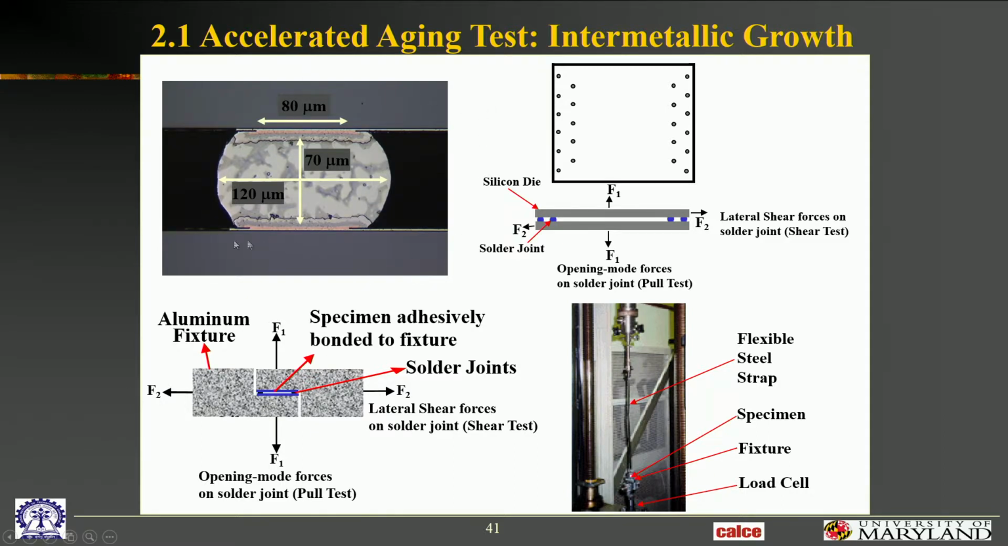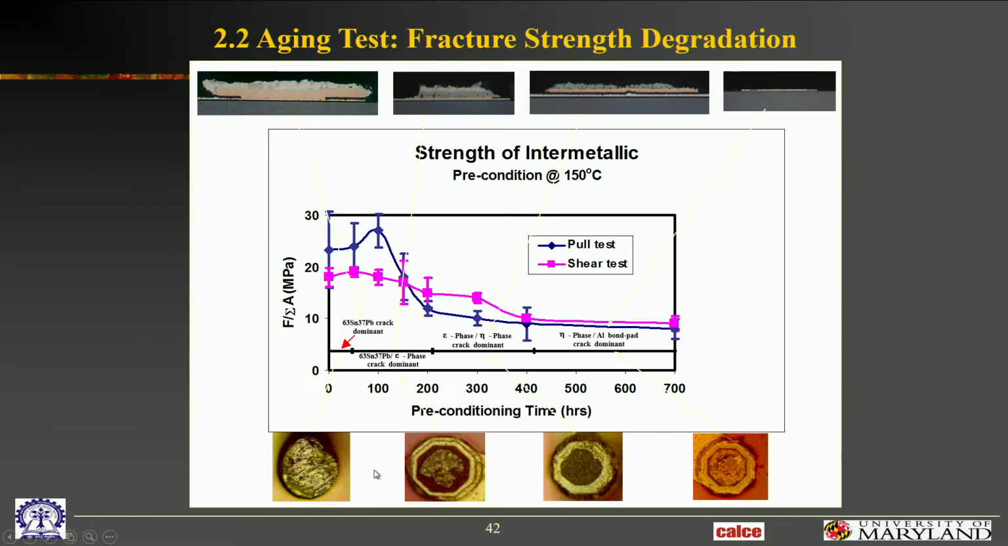Shear test was being pulled in the horizontal direction. And these were the flip chip dies, and we just bonded die to die, because here all we wanted to know is the intermetallic strength. We just bonded die to die and pulled them apart.